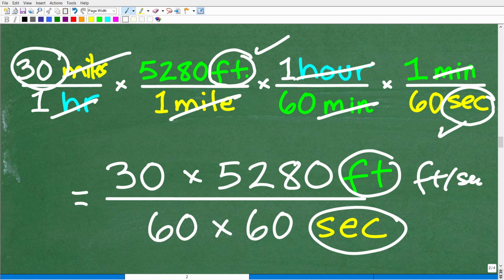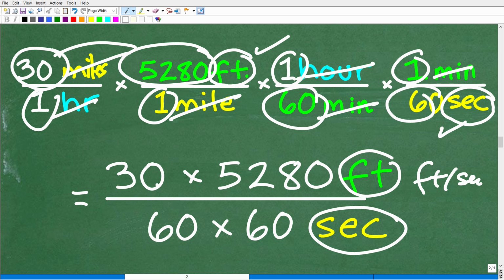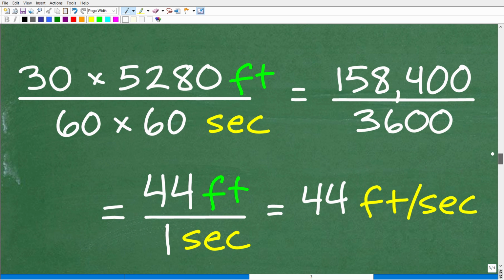Well, we still have to multiply this 30 times this 5280. This is 1, this is 1, so we don't have to worry about that. And down here in the denominator, I have 1 times 60 times 60. So really, this is going to be 30 times 5280 feet over 60 times 60 seconds. Okay, so let's go ahead and just do the number crunching here. And when we finish this up, here's what we come up with.